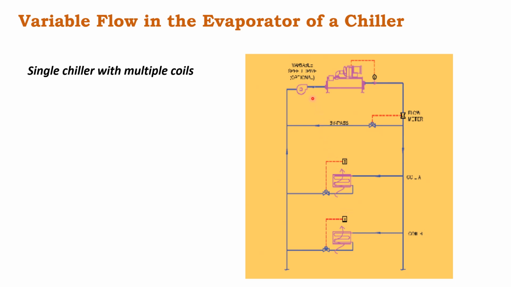If my pump is variable and the load is less over here, I will experience a higher pressure drop across here, and the feedback will go to the pump to reduce the pump speed. The pump will reduce its speed and flow to ensure the chiller maintains and operates with the minimum flow requirement.